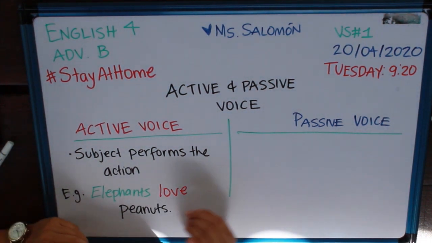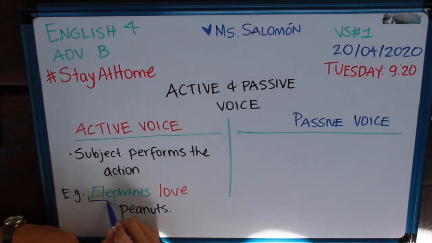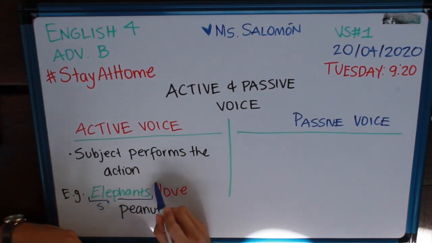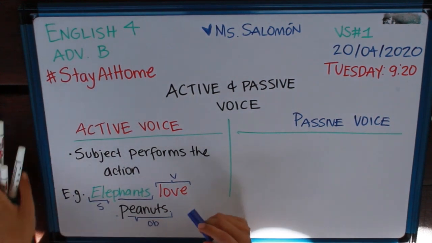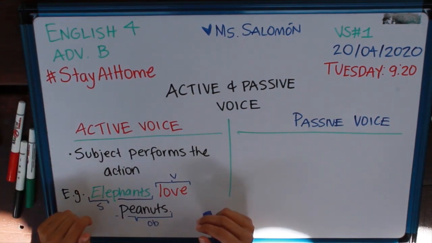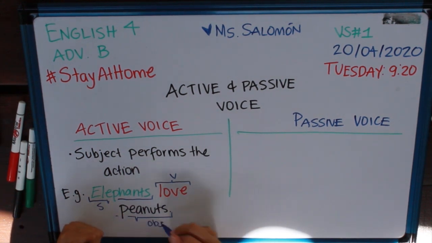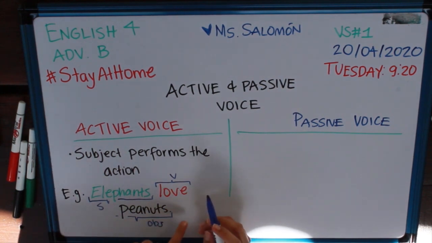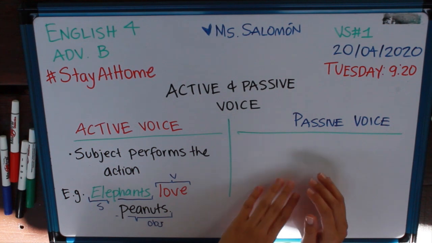If you notice here, you could identify with me that this is a basic sentence in English where elephants is what we would call the subject. This right here is the verb, and this right here is the object of the sentence. How do we identify the object of a sentence? Well, we would ask, what do elephants love? Well, they love peanuts. So that's the object of the sentence. This is an active voice. The subject is performing the action of loving peanuts.